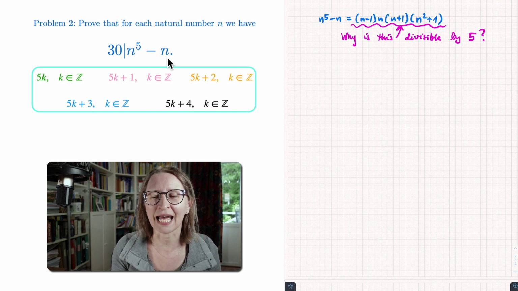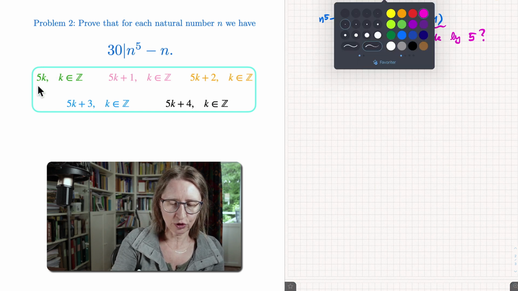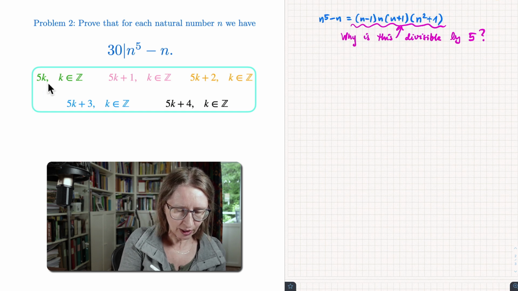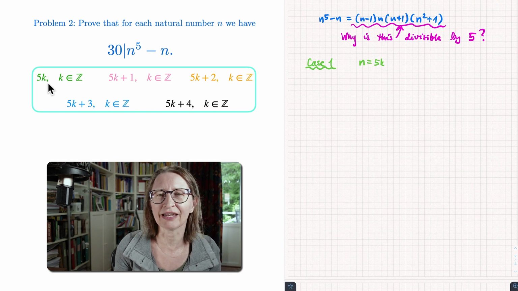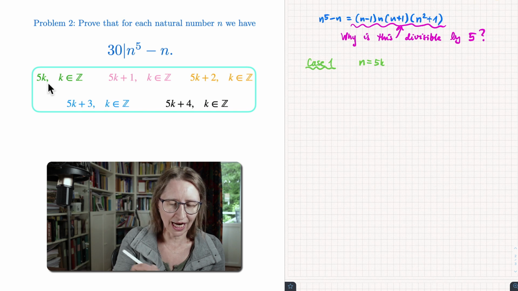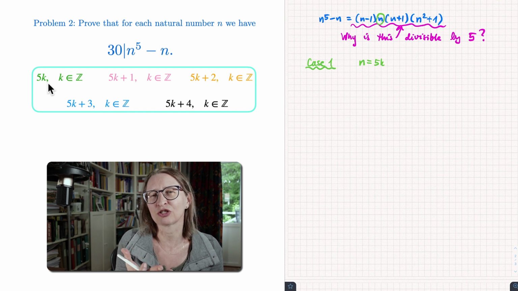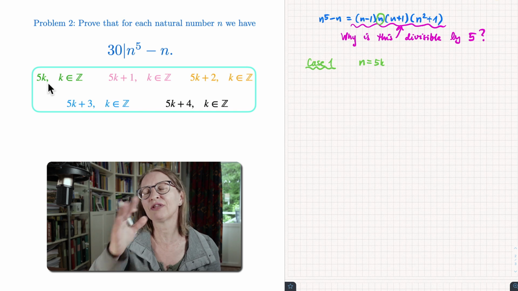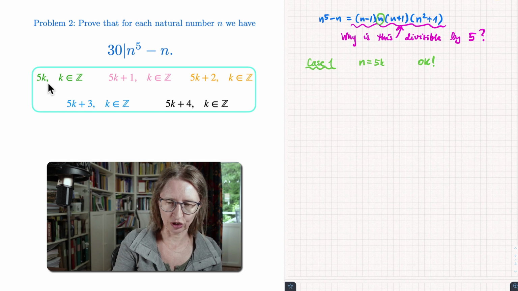Well, we have to consider cases. You see here on screen, we have 5 possible cases about our n. And I will use the same colors here. So, case 1, if n itself is divisible by 5, then case closed, right? Because we have factor n here. If one of the factors in factorization of our number is divisible by 5, then the entire number is divisible by 5. So it is okay, because the factor n is there in factorization.